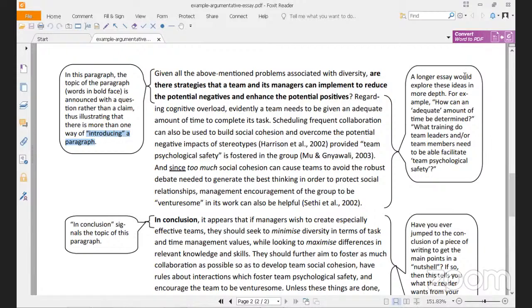And here, a longer essay would explore these ideas in more depth. For example, how can an adequate amount of time be determined? What training do team leaders and or team members need to be able to facilitate team psychological safety? So this is just wrapping up your ideas in the last paragraph, okay?